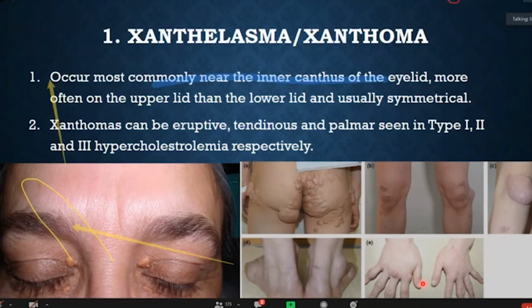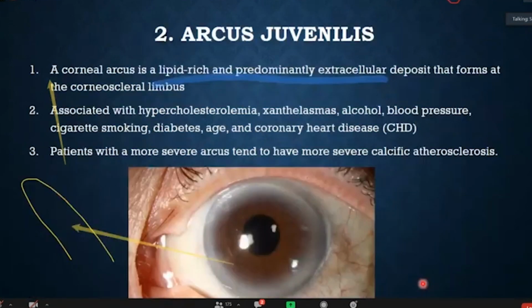Now, as we go into more detail, there is something known as arcus juvenilis. Again, in the patient with hypercholesterolemia or a patient with alcohol, blood pressure, cigarette smoking, diabetes, and so on, something known as arcus cornealis. In the cornea, there is deposition of the lipid, and the more is this arcus, the more severe is the atherosclerosis. So this arcus juvenilis is again an indicator of high cholesterol or a marker of coronary artery disease sometimes. Now, as you go more, in a patient with xanthomas or xanthelasmas, in the fundus you may see something known as lipemia retinalis. I will come to that, but in the retinal examination, fundus examination, you see a chalky white fundus, that is the lipemia retinalis.